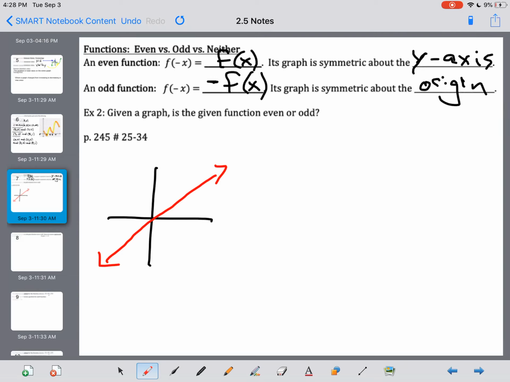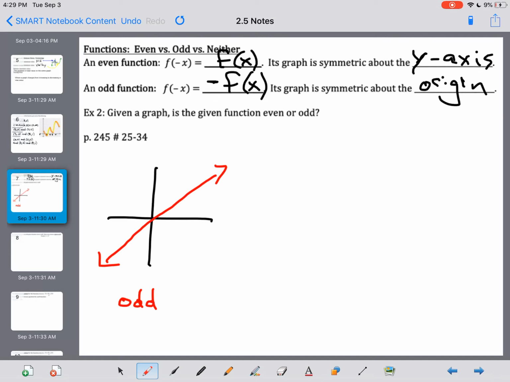So this function ends up being odd, right? If we think about folding this across the origin, okay, it ends up being symmetric. Okay, I know that one's kind of hard to visualize, okay? But in terms of a graph, this is symmetric across the origin.